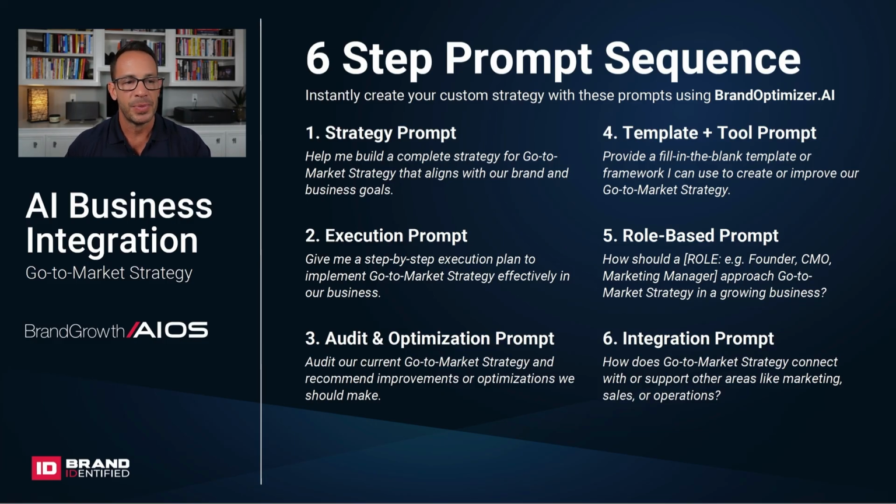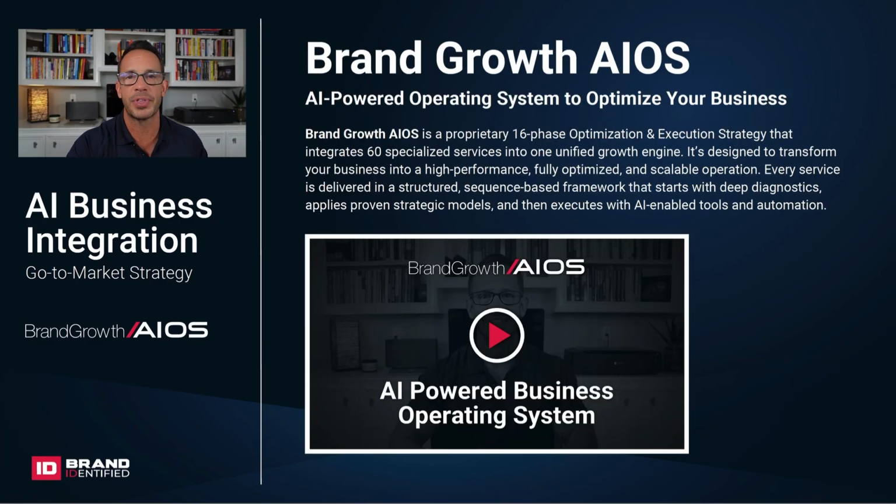And then the final 6th prompt in this 6-step AI prompt sequence is your integration prompt. And that is, how does go-to-market strategy connect with or support other areas of our business like marketing, sales, or operations? So finally, here is the Brand Growth AI OS.